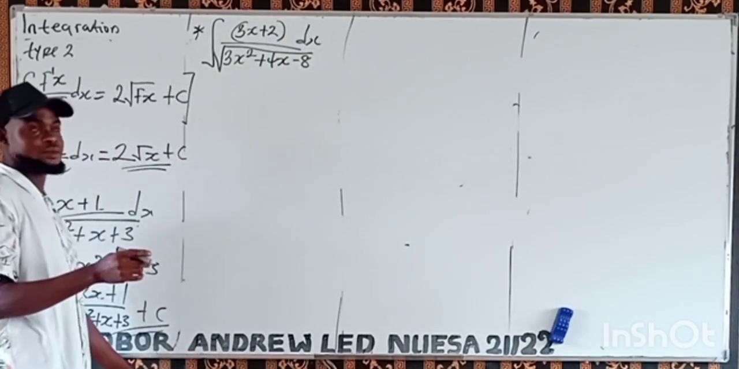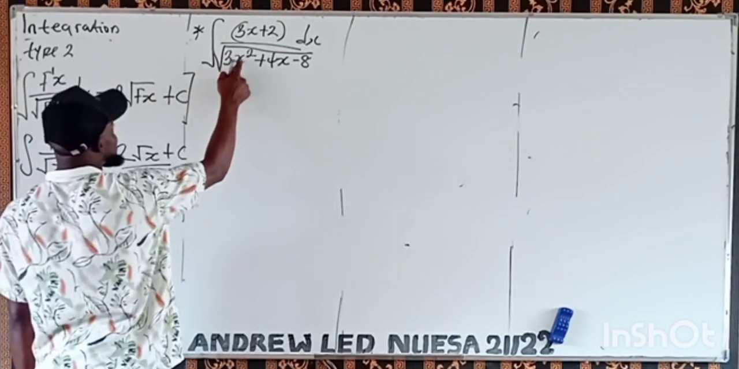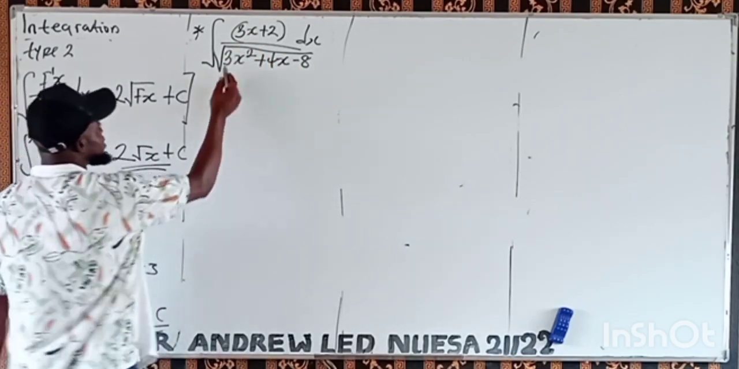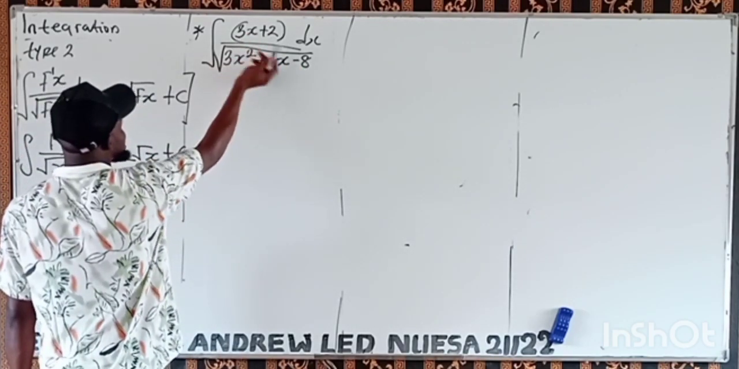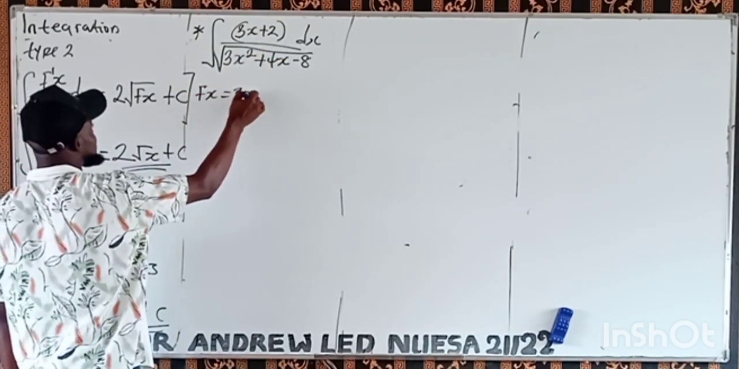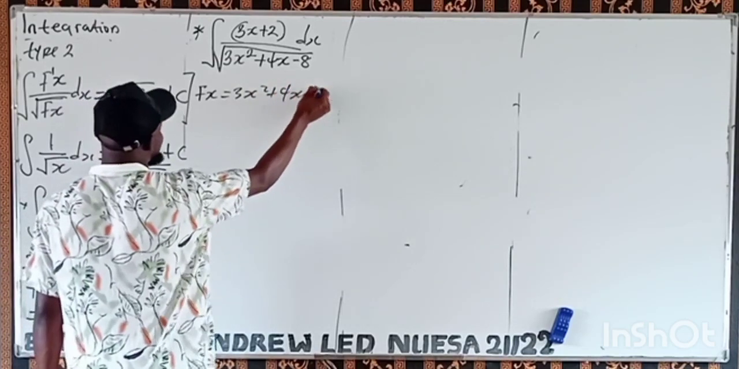How will we do this? Like this. If I measure 3x squared plus 4x plus 8, the answer will be this. Let's check. Measure 3x squared, we will have 6x, not this. Look at it. f of x is 3x squared plus 4x minus 8.